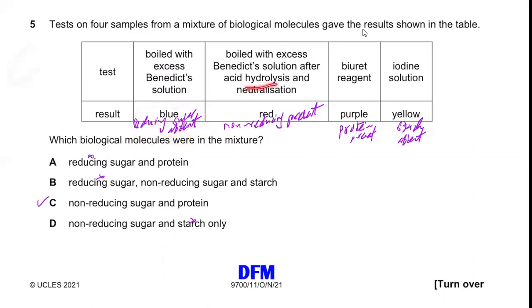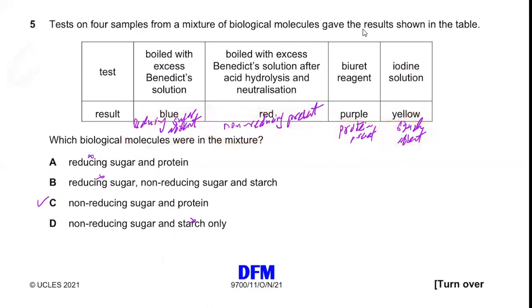Now you carry out acid hydrolysis, neutralization, and again check with Benedict's solution. Now the color turns red. It means that non-reducing sugar is present. With the biuret reagent, you test for protein, the color changes to purple, so protein is present. With iodine solution, starch is absent because the color stays yellow. So I annotated all the readings here.